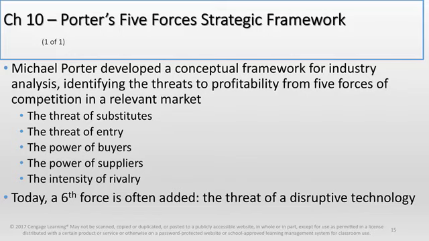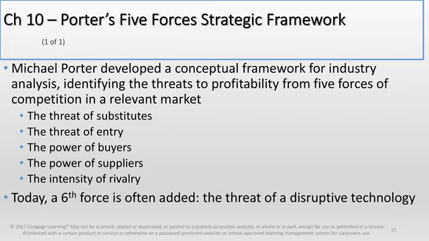Michael Porter developed a conceptual framework for industrial analysis, identifying the threats to profitability from 5 forces of competition in a relevant market. In the textbook, Figure 10-2 displays Porter's 5 forces: the threat of substitutes, the threat of market entry, the power of buyers, the power of suppliers, and the intensity of the rivalry.